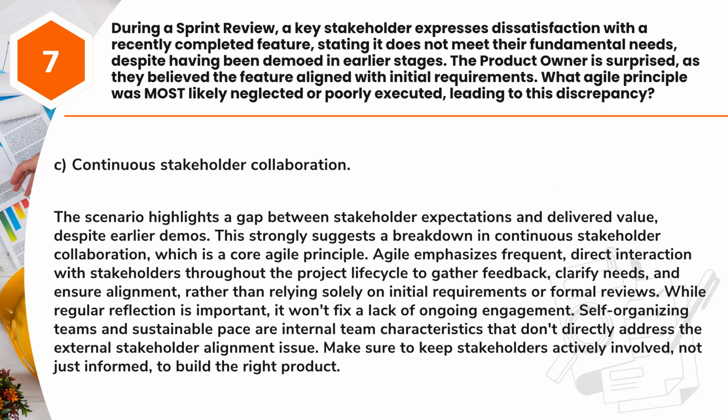This strongly suggests a breakdown in continuous stakeholder collaboration, which is a core Agile principle. Agile emphasizes frequent, direct interaction with stakeholders throughout the project lifecycle to gather feedback, clarify needs, and ensure alignment, rather than relying solely on initial requirements or formal reviews. While regular reflection is important, it won't fix a lack of ongoing engagement. Self-organizing teams and sustainable pace are internal team characteristics that don't directly address the external stakeholder alignment issue. Make sure to keep stakeholders actively involved, not just informed, to build the right product.